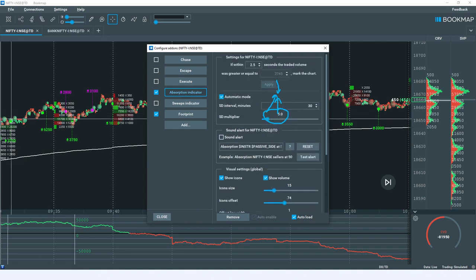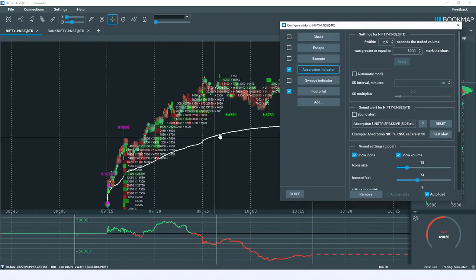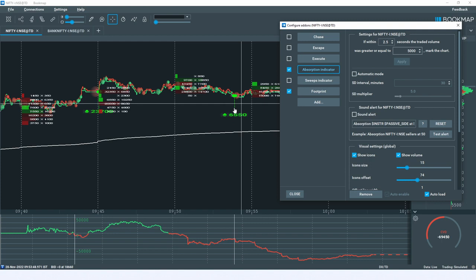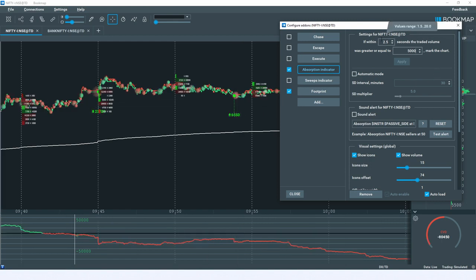And again, here there is one more setting I want to show you. There is an automatic mode and a manual mode. Right now I have disabled the automatic mode, which means you have to manually enter the orders. For example, for Nifty, the maximum number of orders you can place in one order is 100 lots. So in that case, I'm going to keep it as 5000 quantities. That means 100 lots. So the indicator will show us only where the condition is met of 5000 quantities executed at the same price level within 2.5 seconds.